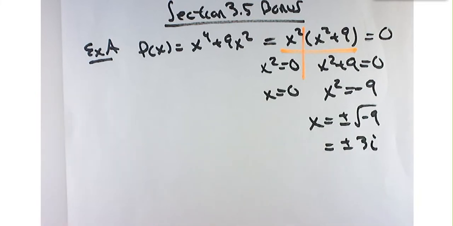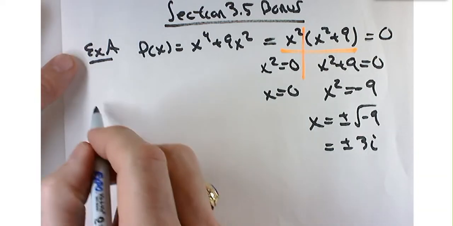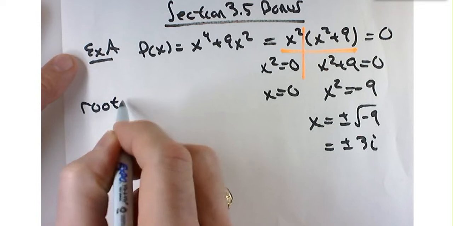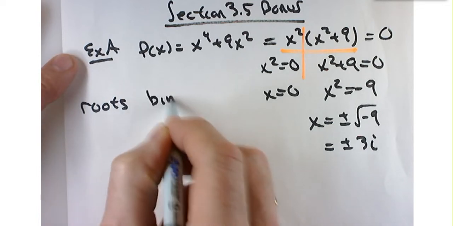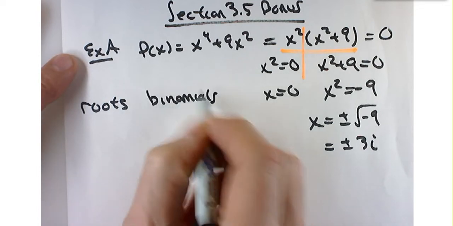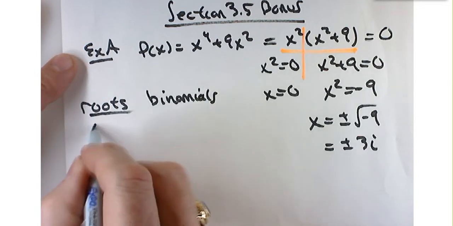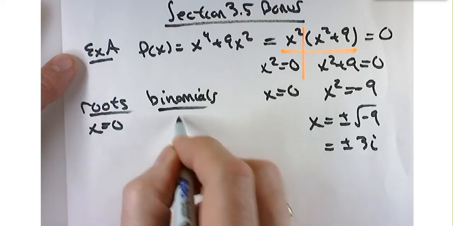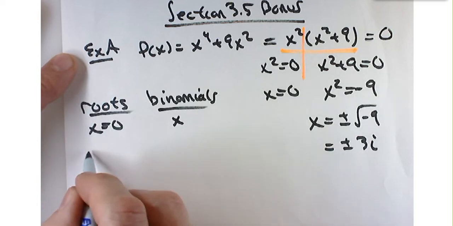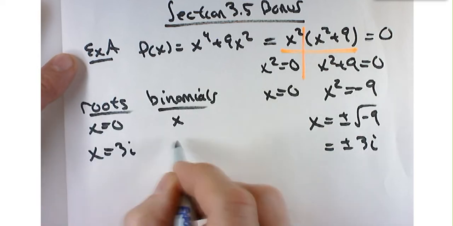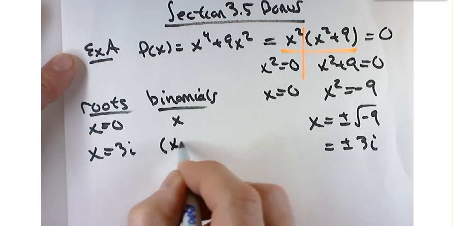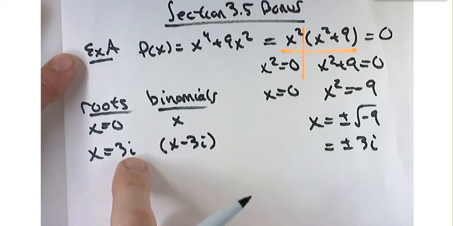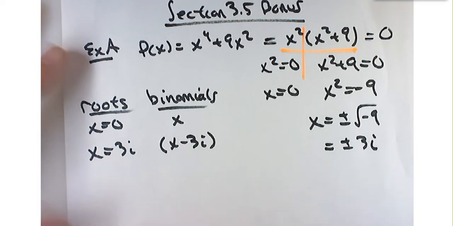Now you could be asked to give the linear factorization of this. If you were, then let's take a quick look here. We've got roots and binomials. The root is at x equals 0. That's just a binomial of x. But for a root at x equals 3i, the corresponding binomial is x minus 3i. Moving that to the other side changes its sign.